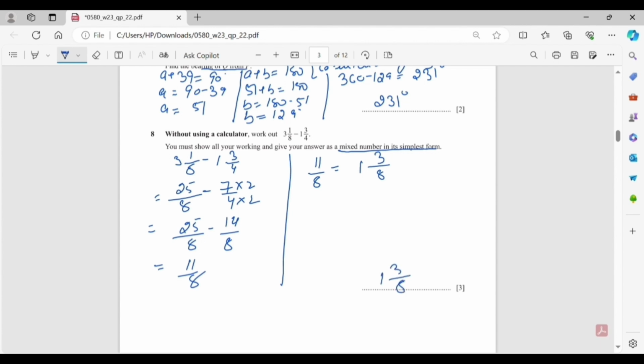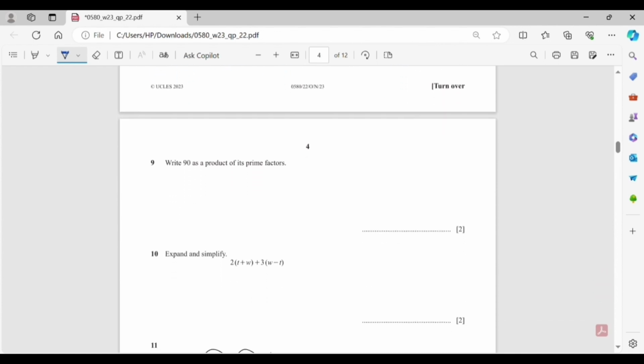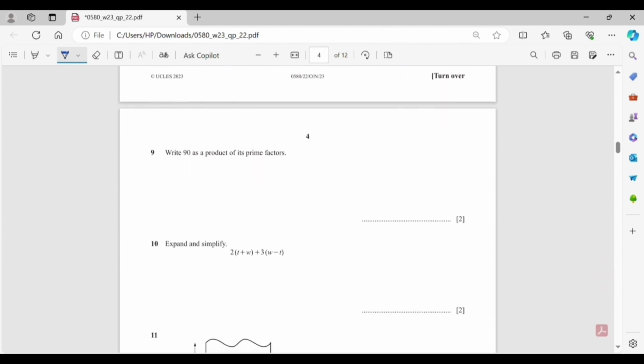Next question, question number 9. Write 90 as a product of its prime factors. So let's factorize 90 to 45, 3, 15, again 3, 5. Now this is 5, 1. So it will be 2 into 3 into 3 into 5. So our answer is 2 into 3 squared into 5.